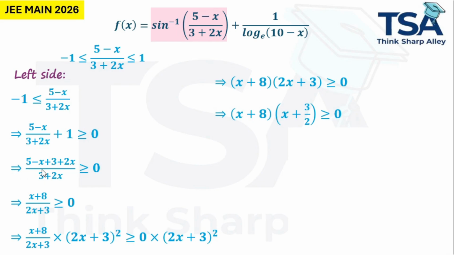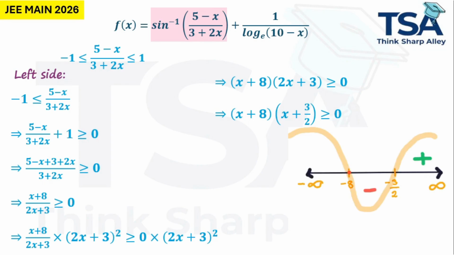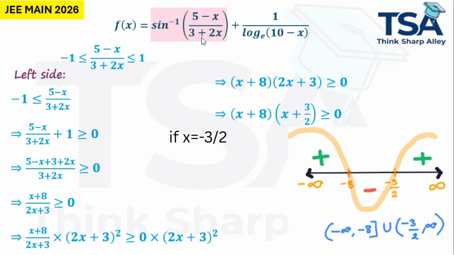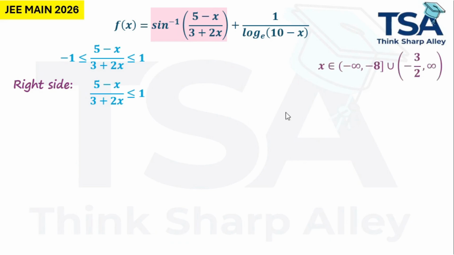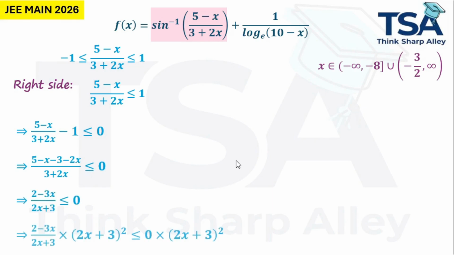Next, using wavy curve method, we can find out the critical points, which are -8 and -3 by 2. And since x is greater than 0, which means x will lie only in the positive regions, where -8 is included but -3 by 2 is not included, because if x is equal to -3 by 2, then the denominator of this argument becomes equal to 0 and the function becomes undefined. So let us keep this inequality and solve the right hand side in exactly the same way we have solved the left hand side.